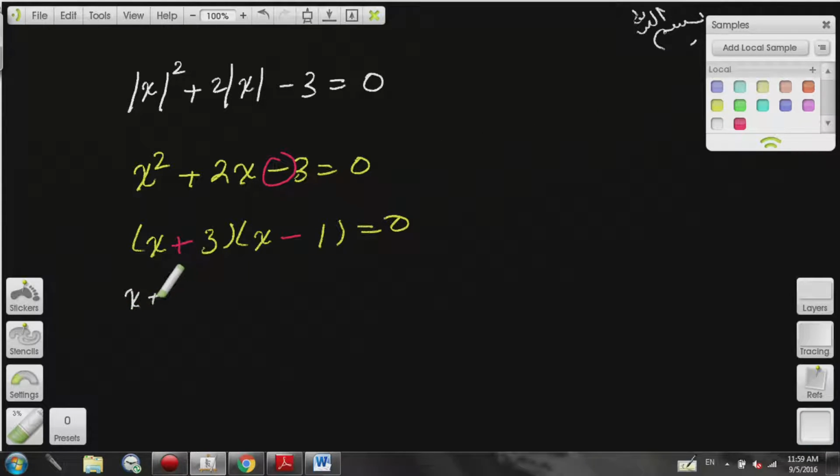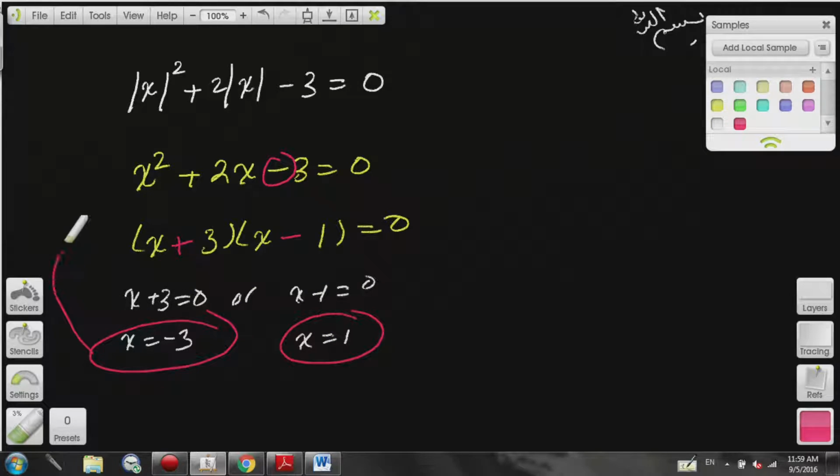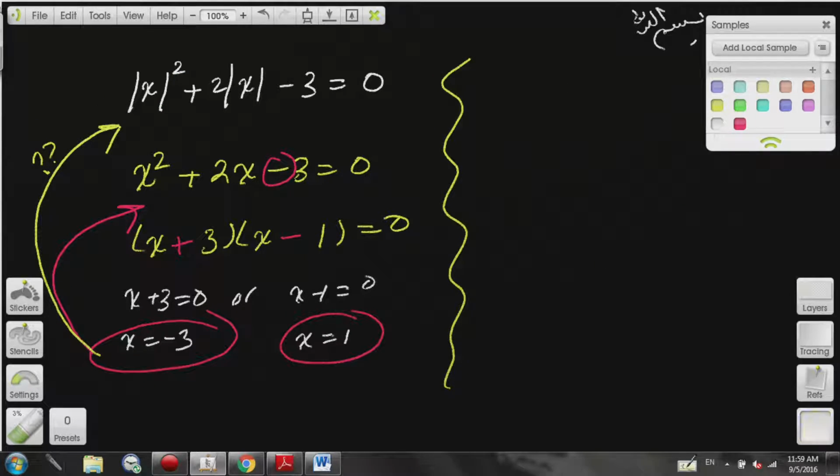So from here I get x plus 3 equals 0, or x minus 1 equals 0. x is equal to minus 3, and x is equal to 1. So these are the solutions to this quadratic equation. So there are also going to be solutions to this, maybe, okay? Because of the absolute values, some of them might work and some of them might not work.